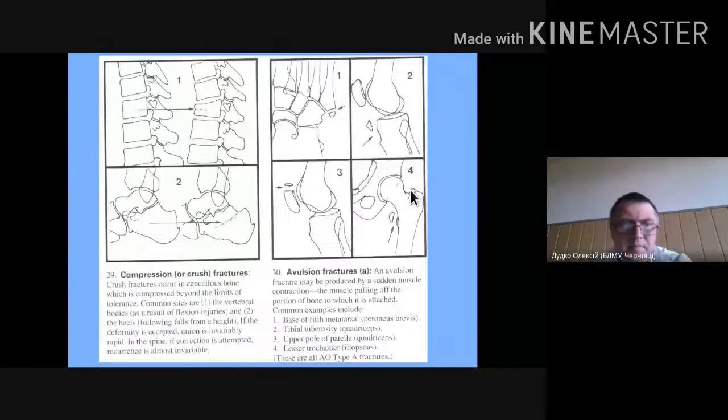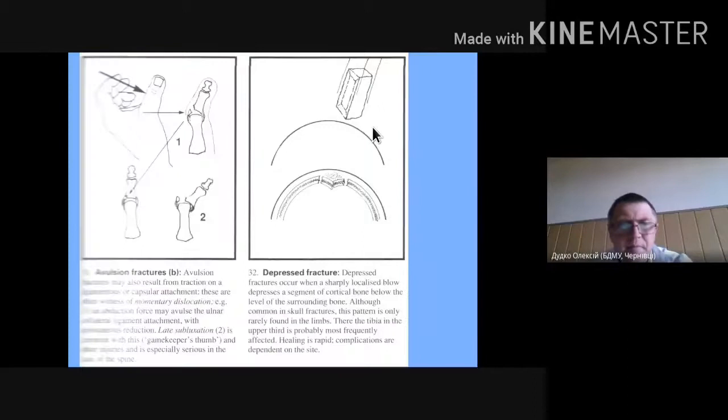For spongy bone, it is possible to have a compression or crush fracture. This is common for the calcaneus and the vertebral body, which is compressed between two vertebrae. Another type of fracture is the so-called avulsion fracture, where the place where the tendon is attached is avulsed from the bone, and in these cases the bone is weaker than the tendon. It is common for the lesser trochanter, for the patella, the lower or proximal part of the patella, and some other areas. We can also talk about depressed fractures.